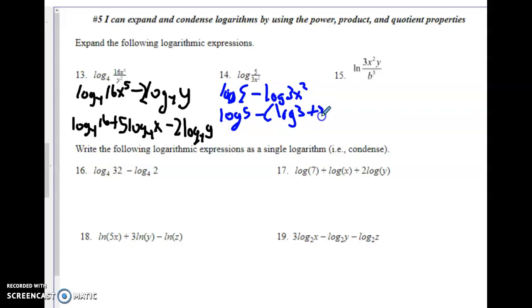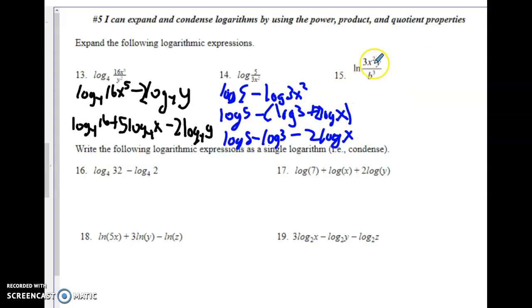So I have to put in parentheses. I break it apart into log 3 plus log x squared. I'm going to put the 2 in front to simplify that right now. Now, when I get rid of the parentheses here, the answer is just log of 5 minus log of 3 minus, because I'm distributing that negative, 2 log x. And that is the final answer for that question.